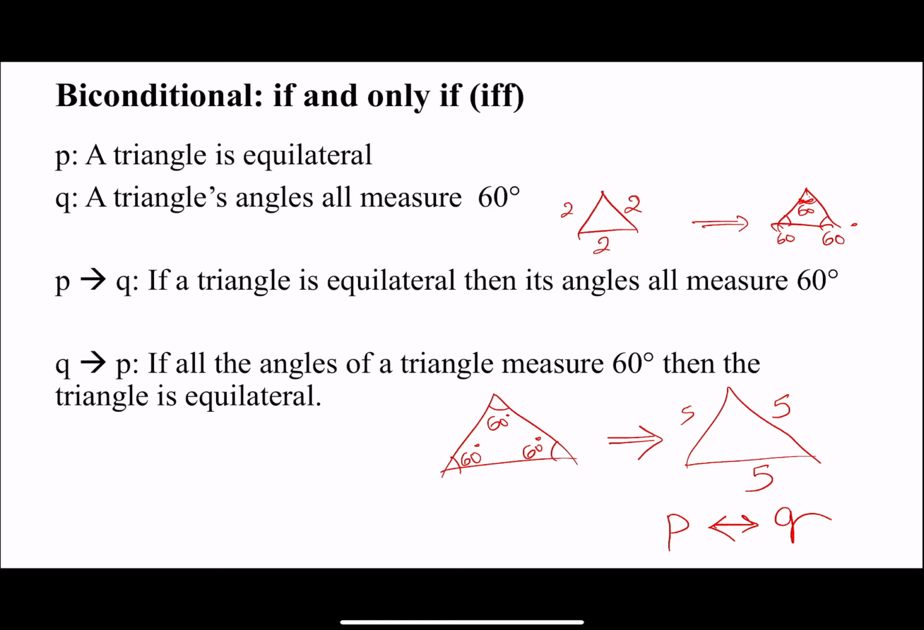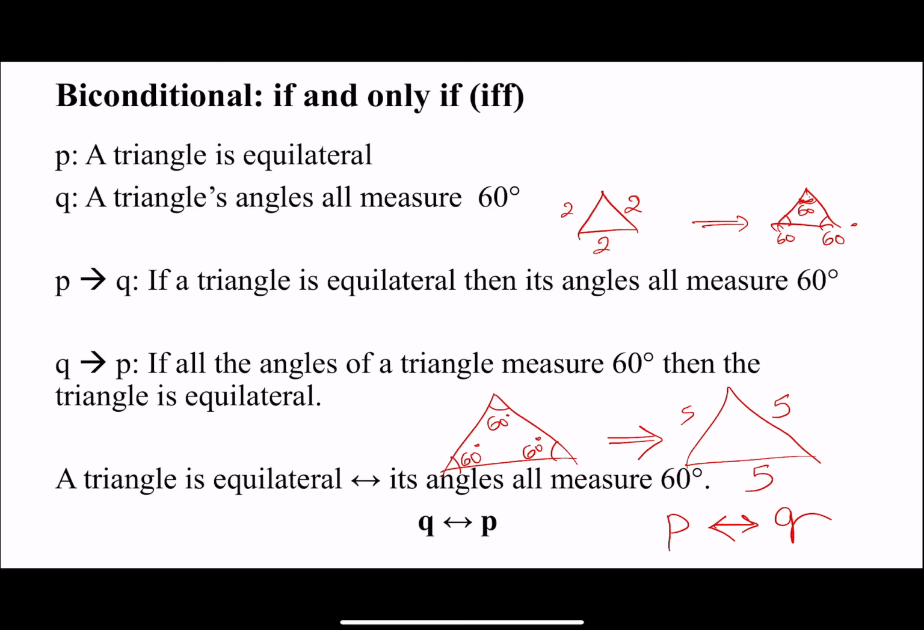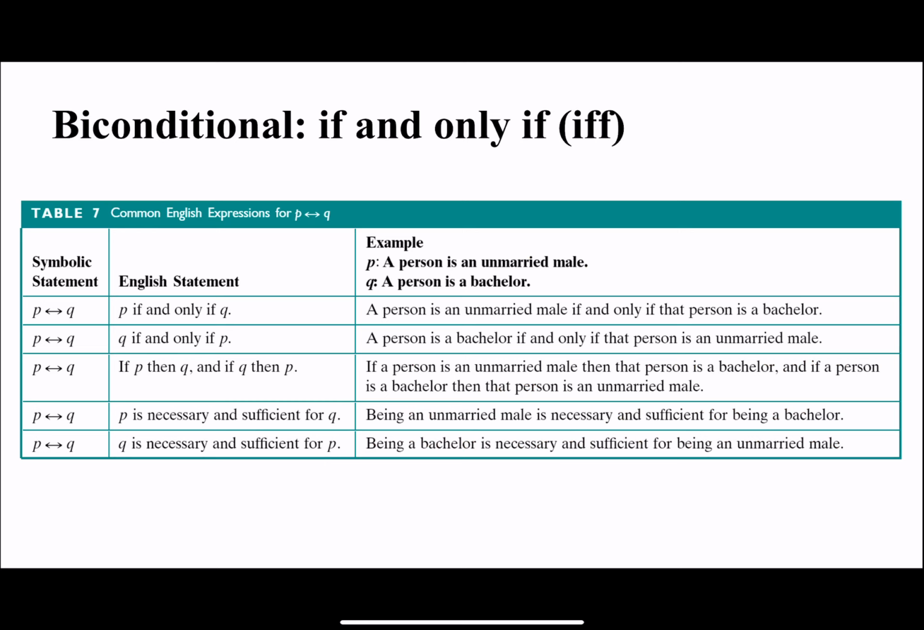So that's the way I can use if and only if, in this example. A triangle is equilateral if and only if its angles all measure 60 degrees. And guys, it doesn't matter whether you say P if and only if Q or Q if and only if P. Very similar to conditional, these are different ways of mentioning a biconditional statement. So I leave it to you: read this table and provide examples for yourself, okay?